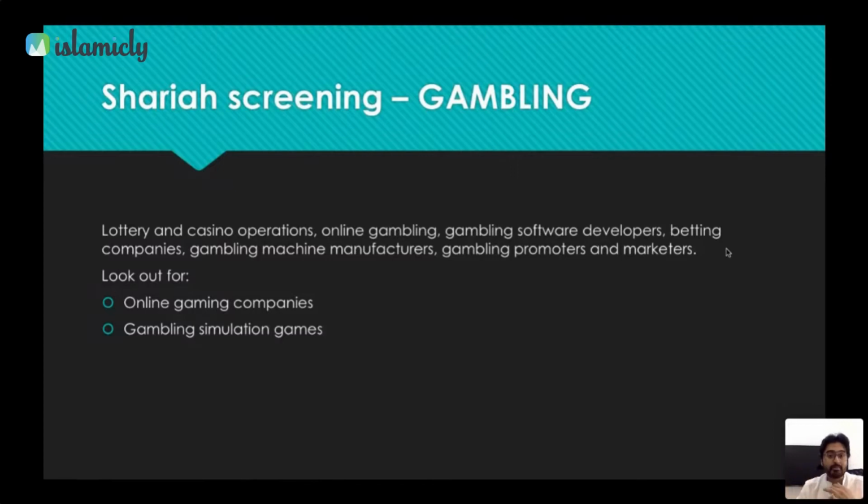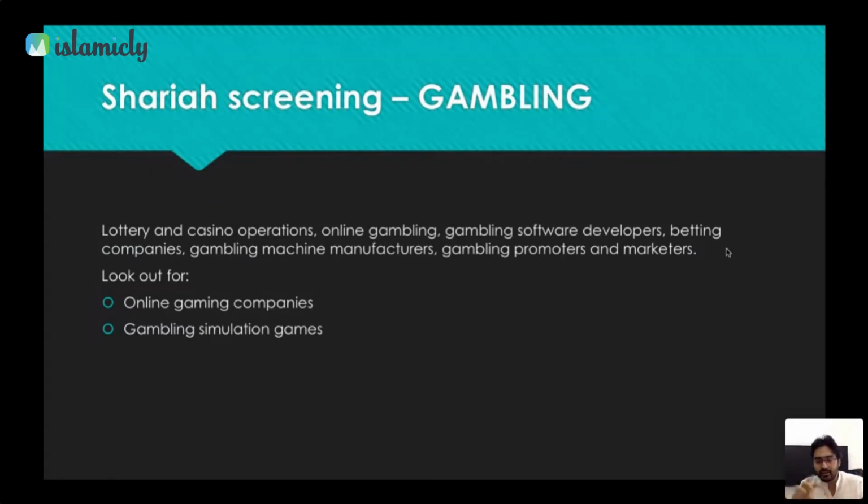So a real estate company which has lent out space to a gambling operation, that rental revenue will be considered non-permissible. If you're providing services to a gambling establishment, revenue derived from that will be considered non-permissible. If you are running your own operation of lottery and casinos, entire revenue is non-permissible. If you're running an online gambling operation, it's non-permissible. If you're providing software specifically designed for gambling developers, for gambling usage, it's non-compliant. If you're making machines, like in Japan, there are a lot of these machines called pachinko machines.